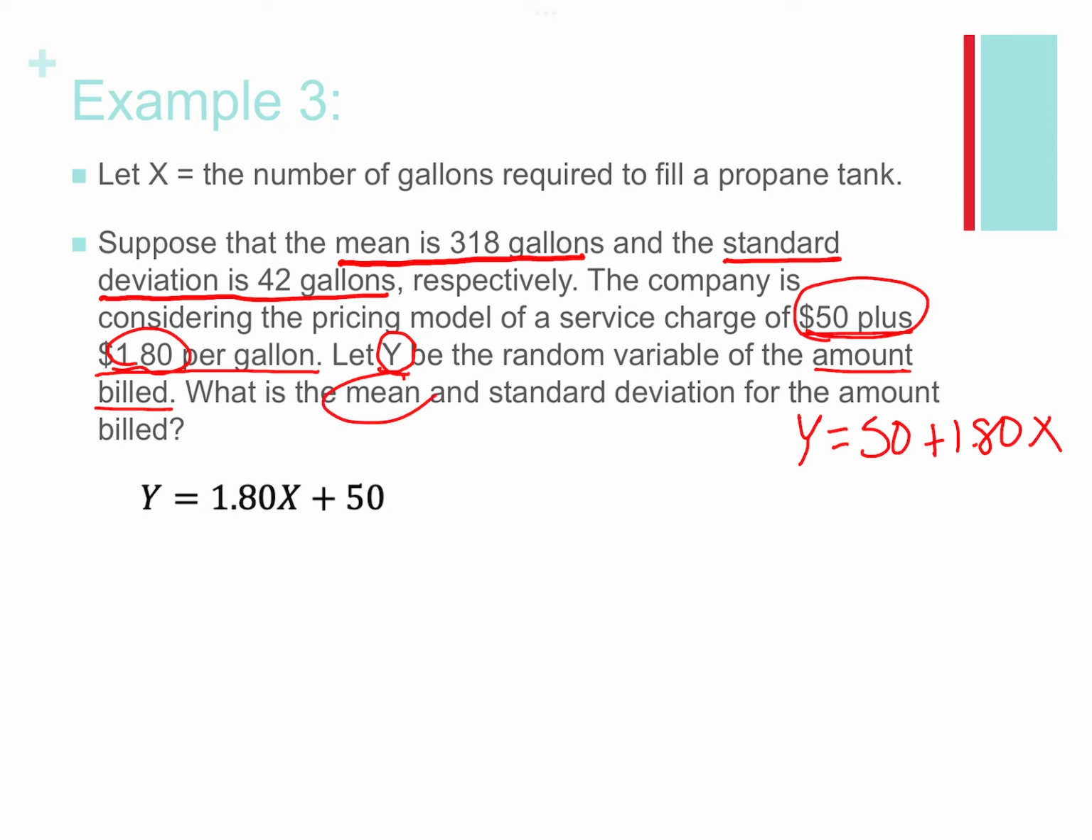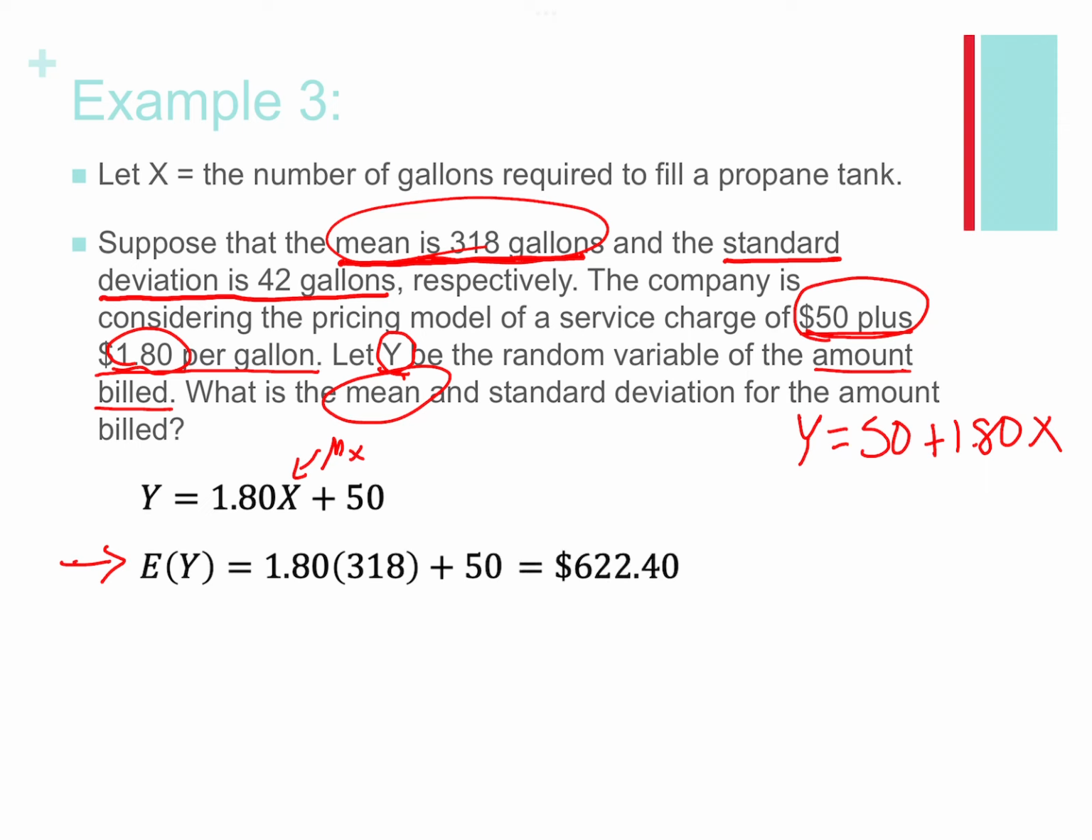So now to find the mean, think about that formula I just gave you. To find the mean, in place of this x right here, we are just going to put the mean of x, which is 318. So I plug in a 318. Remember, mean and expected value are the same thing. So 1.8 times 318 plus 50 would give us $622.40.